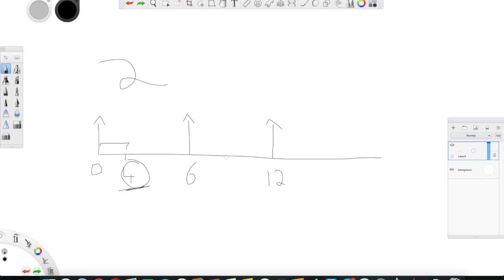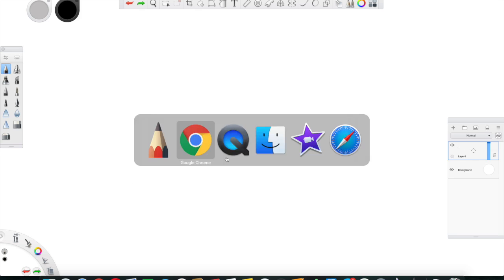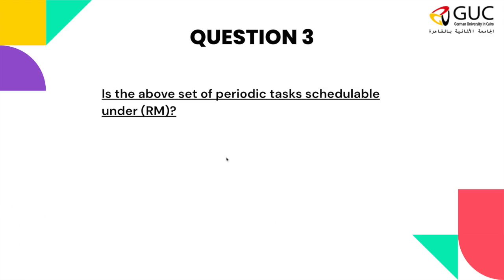Okay, so let's remove all of this and let's go back to our question. Is the above set of periodic tasks schedulable under RM? So the question did not specify which test to use. It is just asking whether it is schedulable under RM or not. However, since the deadline is not equal to the period, we cannot say what? We cannot actually use the UB test because the deadline is not equal to the period. So we need to use the response time from the beginning.